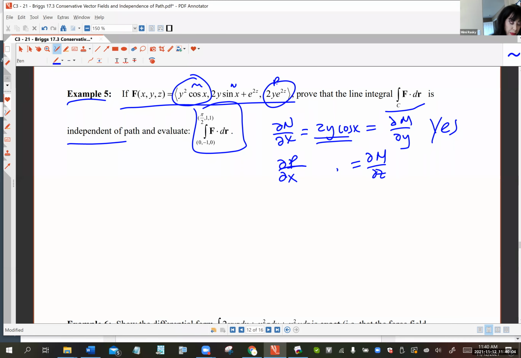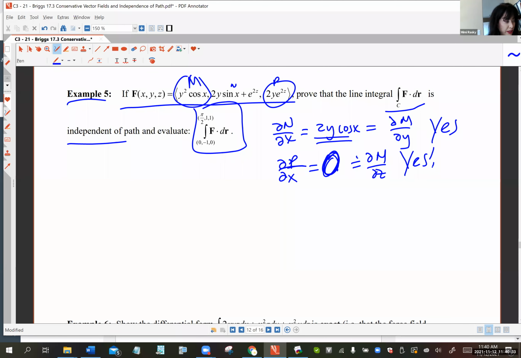So if you look at the P, you'll notice it's 2y e to the 2z power. There is no x. So what's the partial of that with respect to x? 0. Well, is that the same as dM/dz? If you look at M, you'll notice it doesn't even have any z's in that expression. So dM/dz is equal to 0. Aha, so dP/dx is the same as dM/dz.